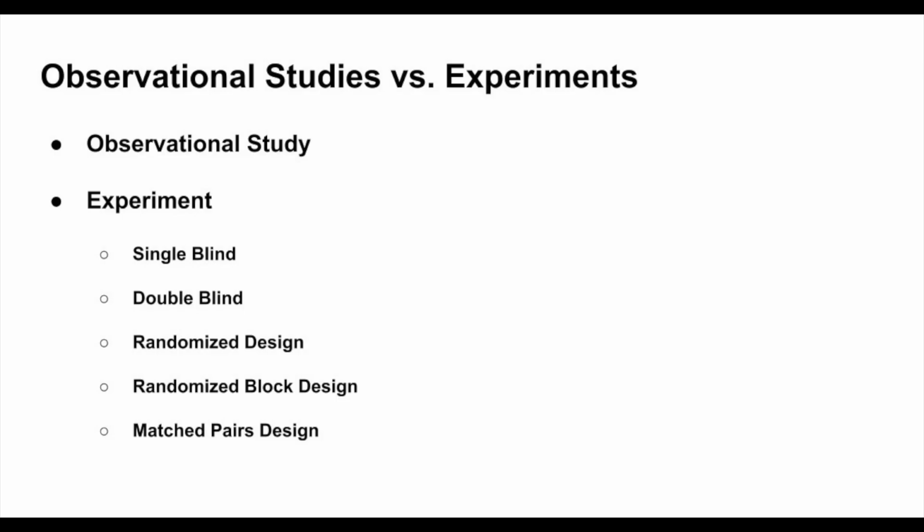There are different methods for setting up an experiment. In a single-blind experiment, the subjects are not aware if the treatment is real or a placebo. In a double-blind experiment, the subjects are still not aware if they're receiving a real treatment, but the researchers don't know which treatment they're giving either.